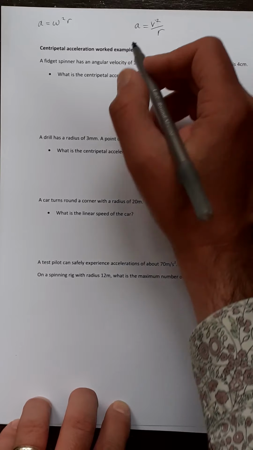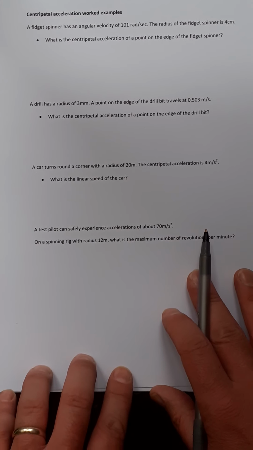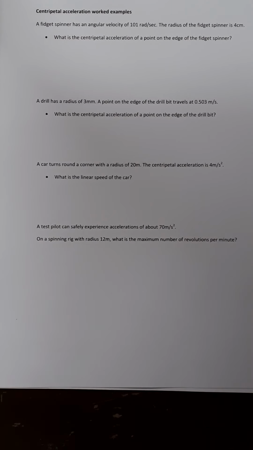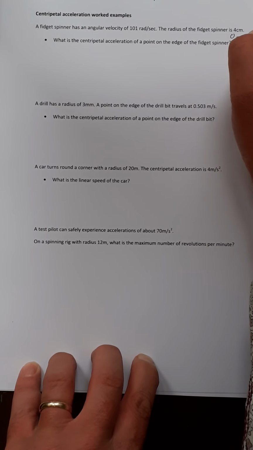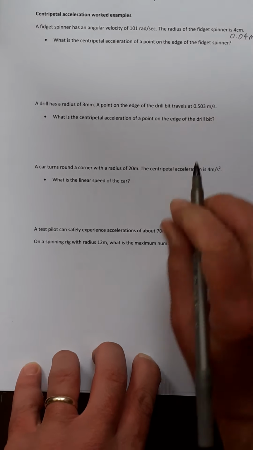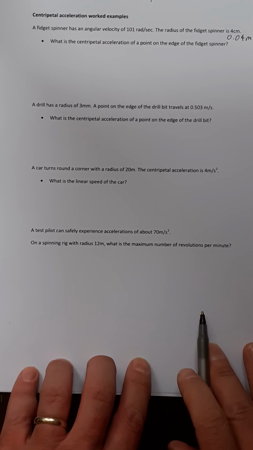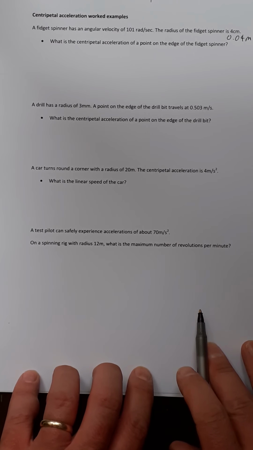Okay, so let's have a look at how I'm going to apply those two formulas to some of these word examples. You'll recognise some of the numbers from the answers we got last week. Right, it says a fidget spinner has an angular velocity of 101 radians per second. The radius of the fidget spinner is 4 centimetres. So guess what? First thing I'm going to do, change that to 0.04 metres, just so that the units are going to be consistent. The centripetal acceleration of a point on the edge of the fidget spinner.